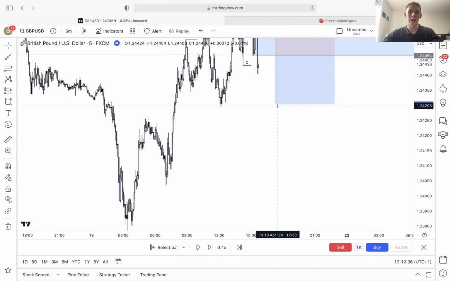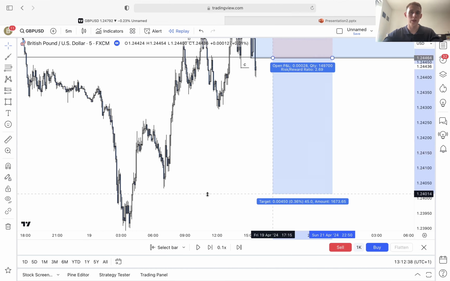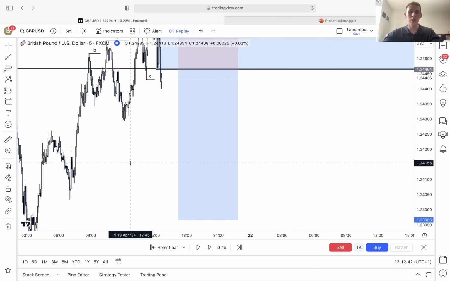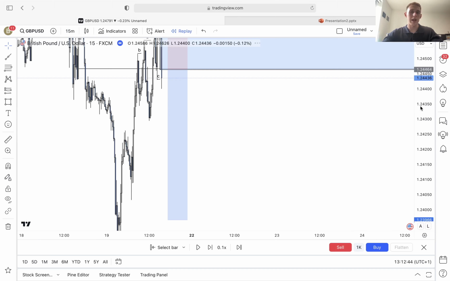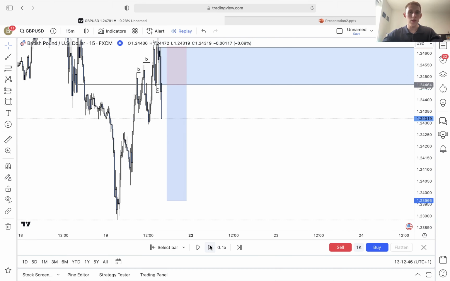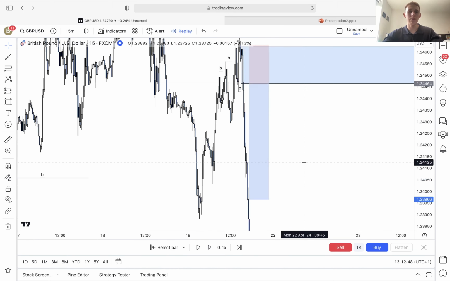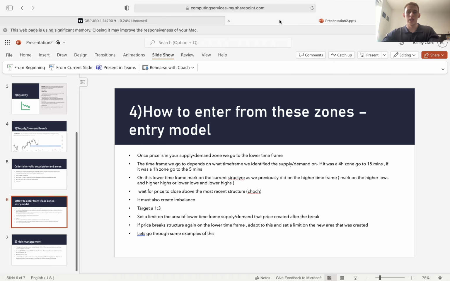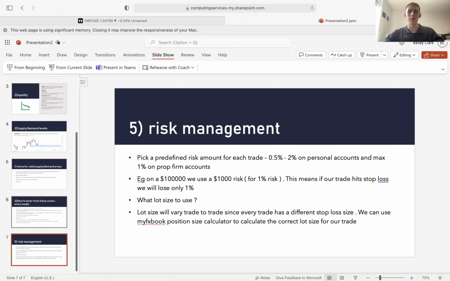And once again, targeting a 1 to 3, which coincides nicely with this sort of low, and playing price. This ended up playing out very nicely. There we go, for 3% on that position. So those are the examples that I wanted to go through, and on to the last step now, which is arguably one of the most important.